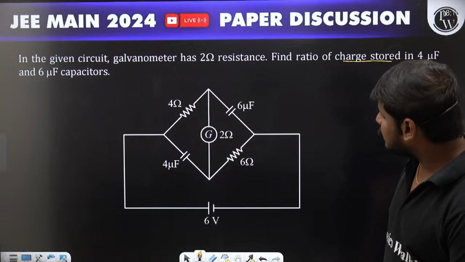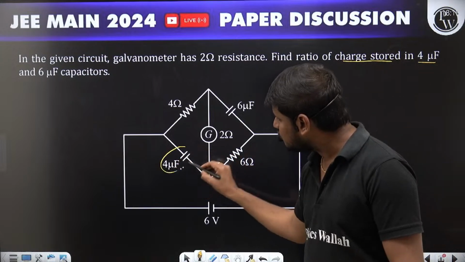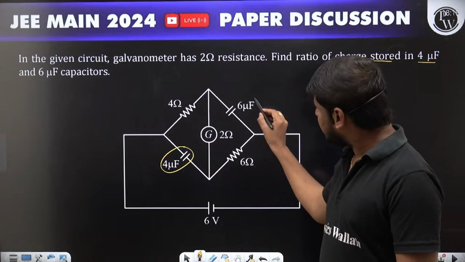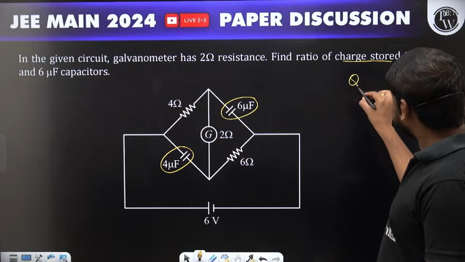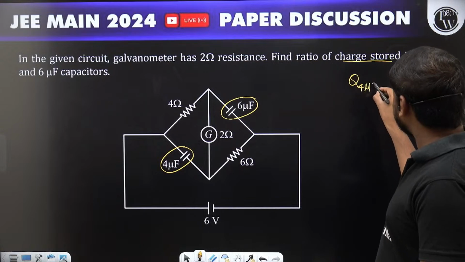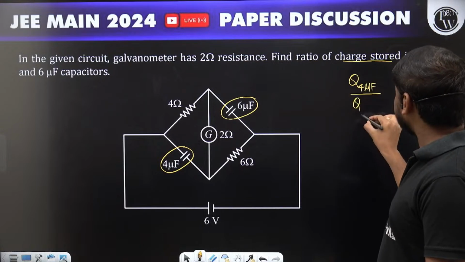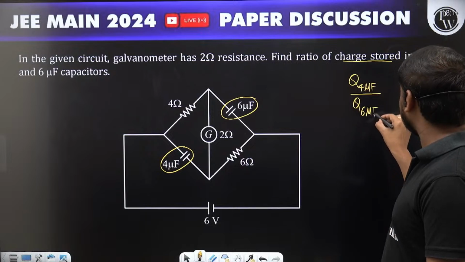So where are the 4 and 6 microfarad capacitors? Here is a 4 microfarad capacitor and here is a 6 microfarad capacitor. So the first thing is the ratio of the charge stored in the 4 microfarad capacitor to the charge stored in the 6 microfarad capacitor.